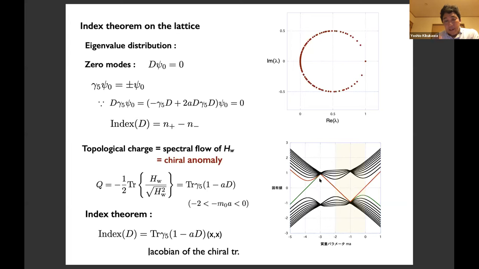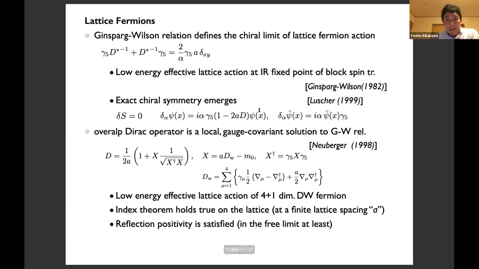Okay, for a U(1) gauge field with a certain topological charge. So by counting the spectral flow of the Hermitian Wilson Dirac operator, we can count the topological charge. Okay, and this expression of the spectral asymmetry of HW is actually equal to the Jacobian of the chiral transformation defined by Lüscher. Okay.